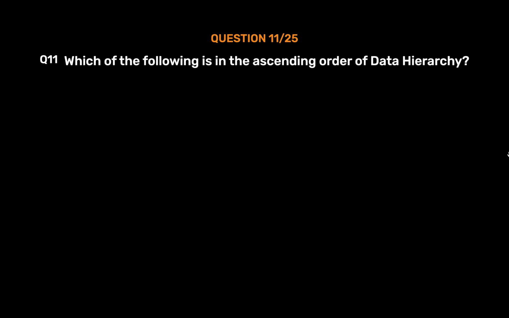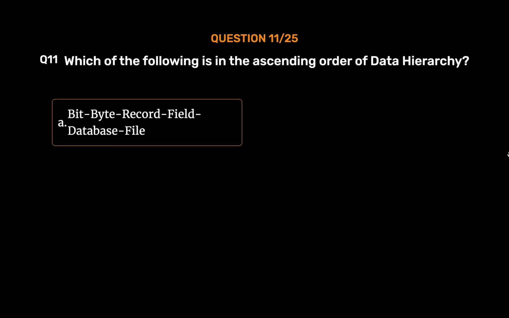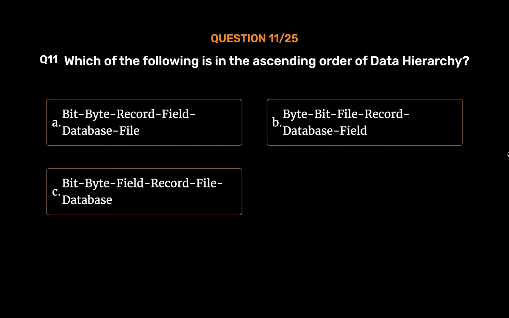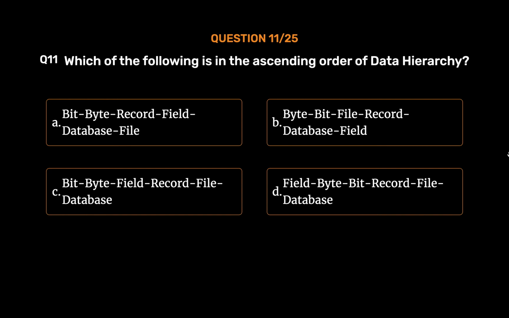Question number 11. Which of the following is in the ascending order of data hierarchy? Option A. Bit-byte record field database file. Option B. Byte-bit file record database field. Option C. Bit-byte field record file database. Option D. Field byte-bit record file database. The correct answer is Option C. Bit-byte field record file database.